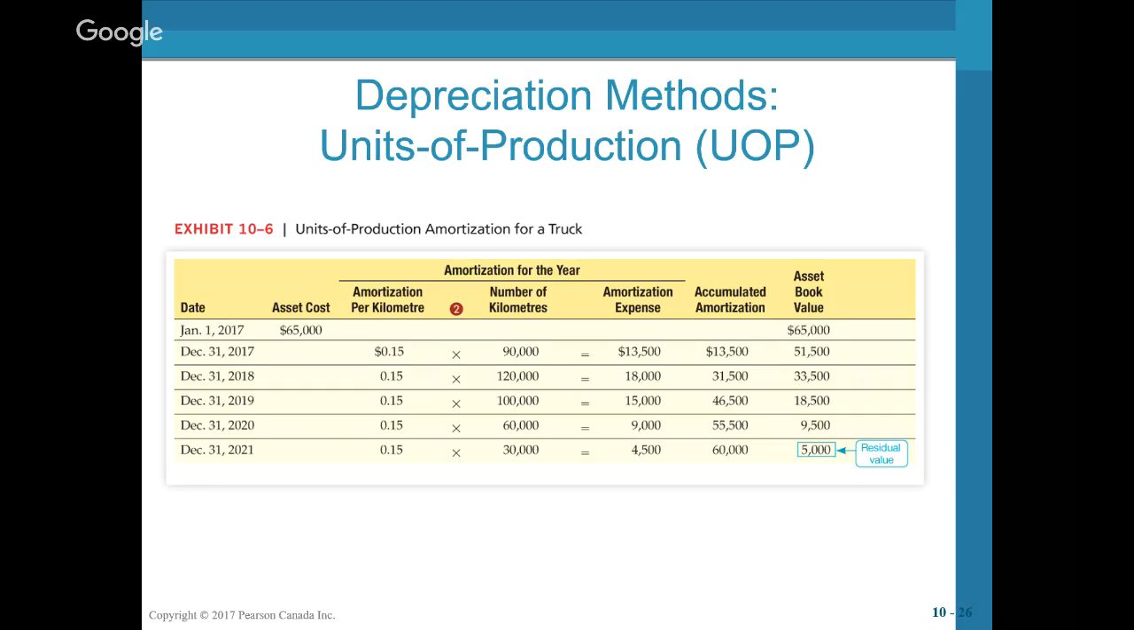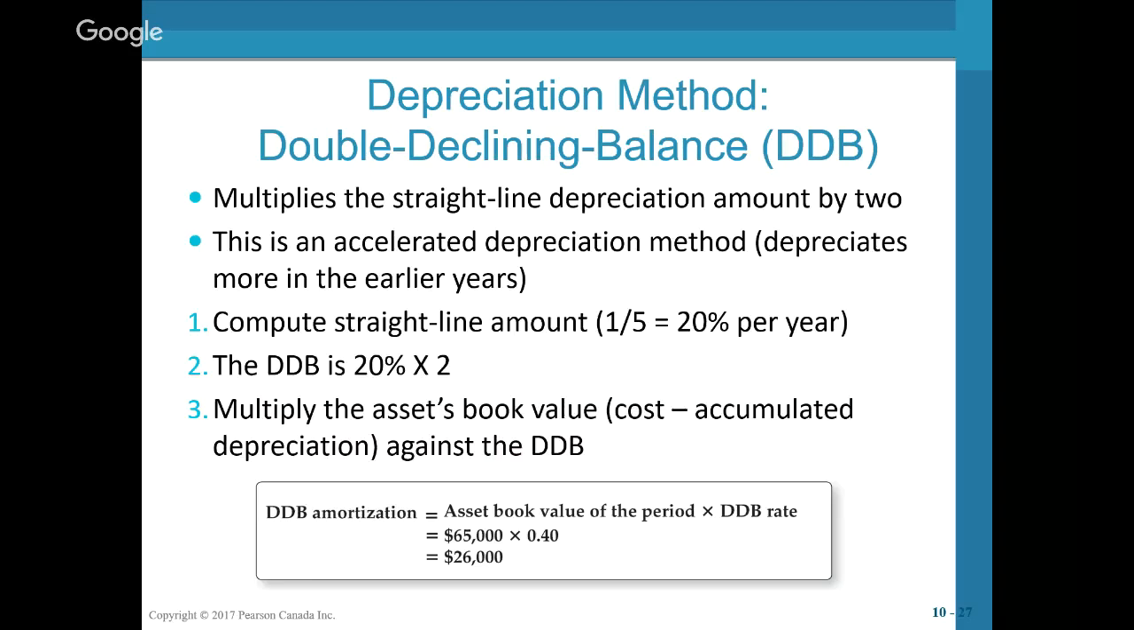Finally, we get double declining balance. So here we're going to take the straight line rate. If the useful life was 5 years, then 1 over 5 gives us 20% per year. Doubling that gives us 40%. That means our double declining balance rate is 40%.